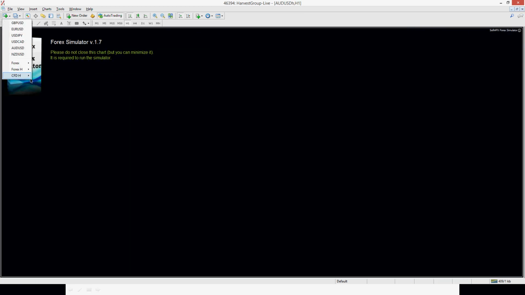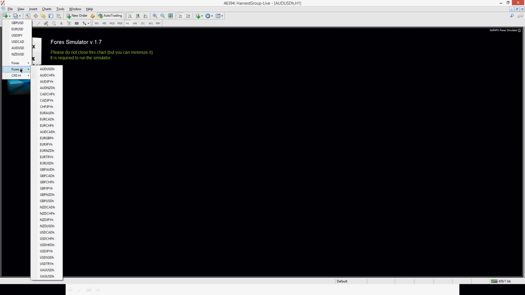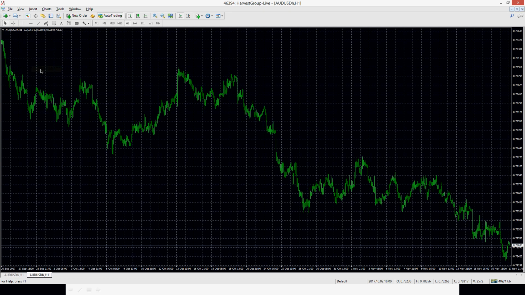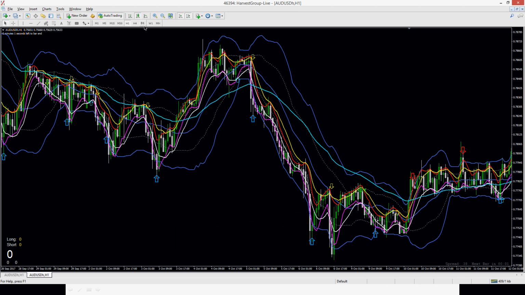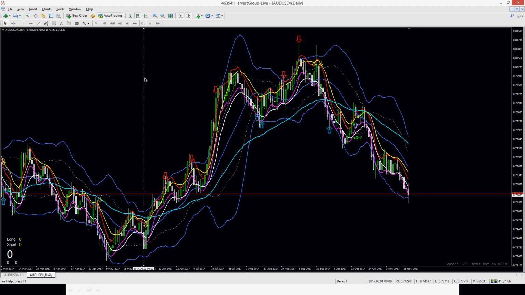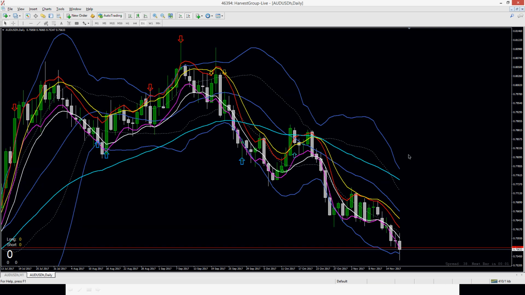Let me just delete all of this. Let me go through AU for this particular analysis. Okay. So as usual, I will go to daily. So the first thing that we need to identify is where MA50 is. MA50 is above mid BB. That tells me that this is a downtrend.